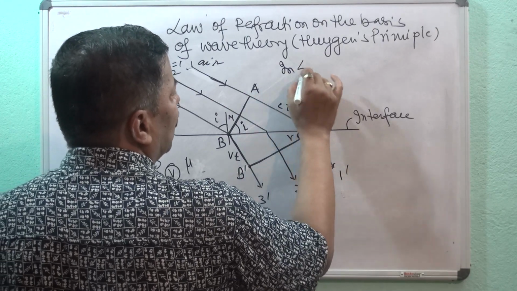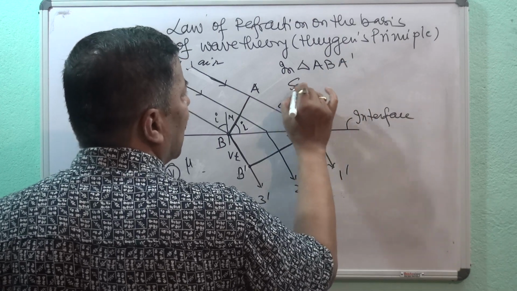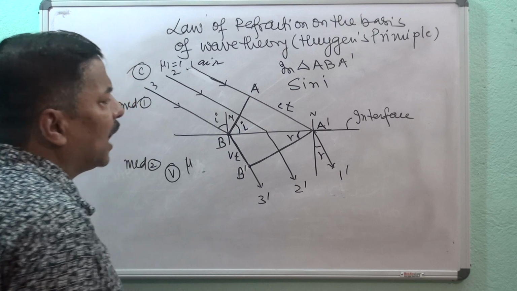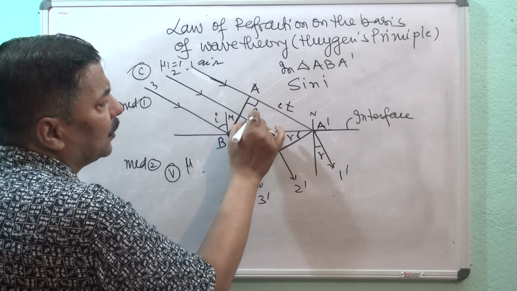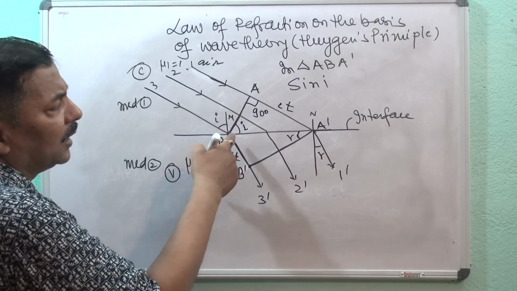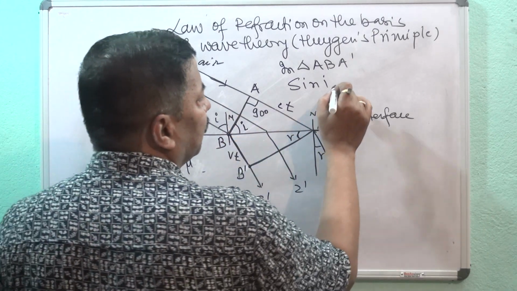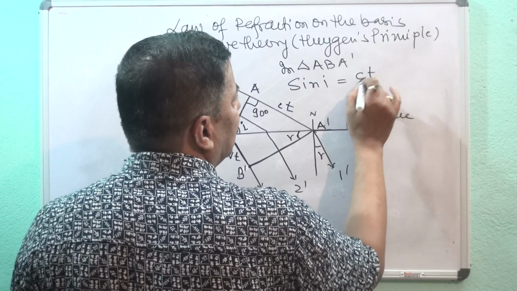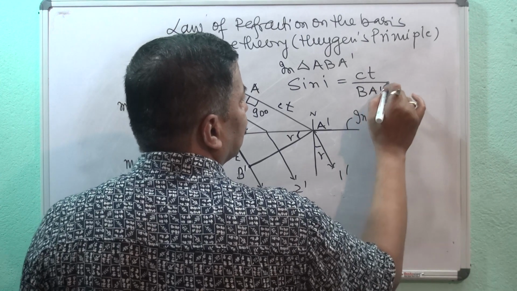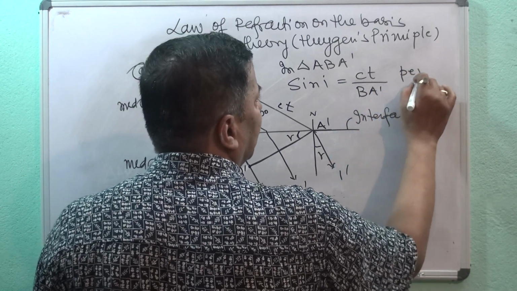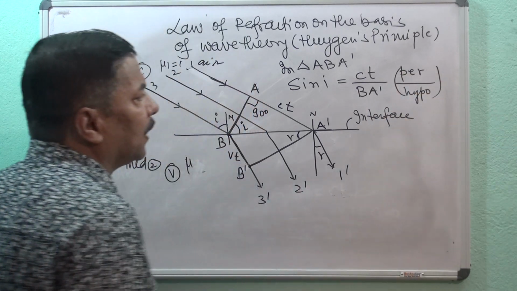Now if we want to understand it, in triangle ABA dash, if I write sine I, what is sine I? For this angle I, this is your 90 degree. So for this angle I, this is your perpendicular and this is your hypotenuse. So perpendicular CT by hypotenuse BA dash. That is perpendicular by hypotenuse. This is here sine I.